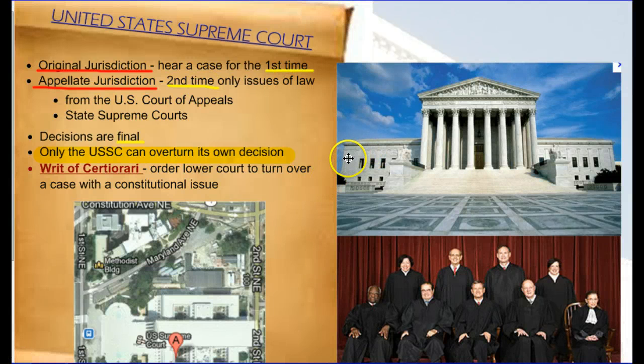So keep in mind, we have three levels of courts at the federal level. We have the Supreme Court, the Federal Courts of Appeals, and the Federal District Courts. Each of those courts has a different type of jurisdiction: original, appellate, or general. We even have specialized courts which deal with special things such as taxes.